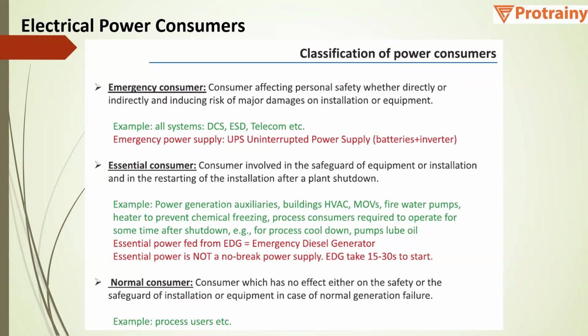And then comes the normal consumer. Normal consumers are the ones which have no effect either on the safety or on the safeguard of installation or equipment in case of normal power failure. So this is basically the process user.